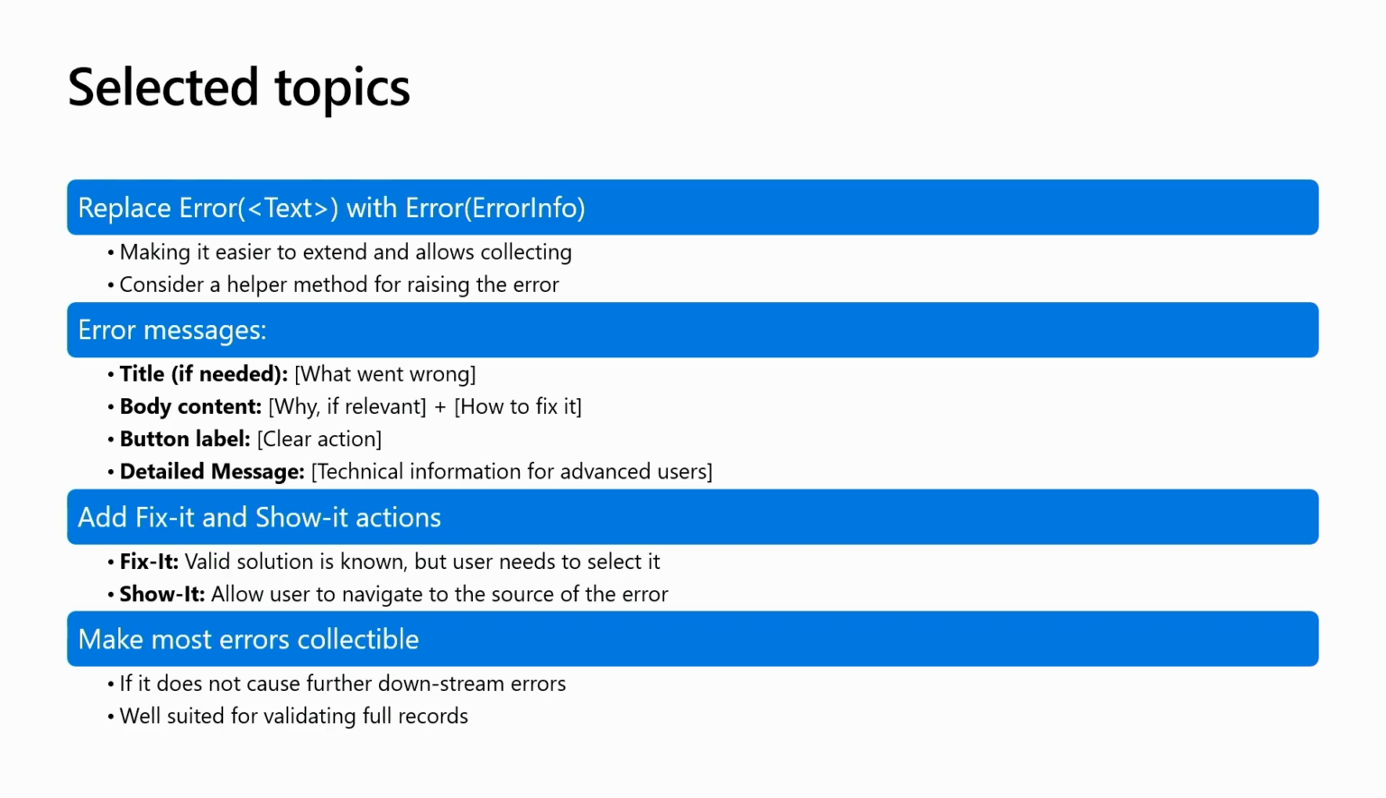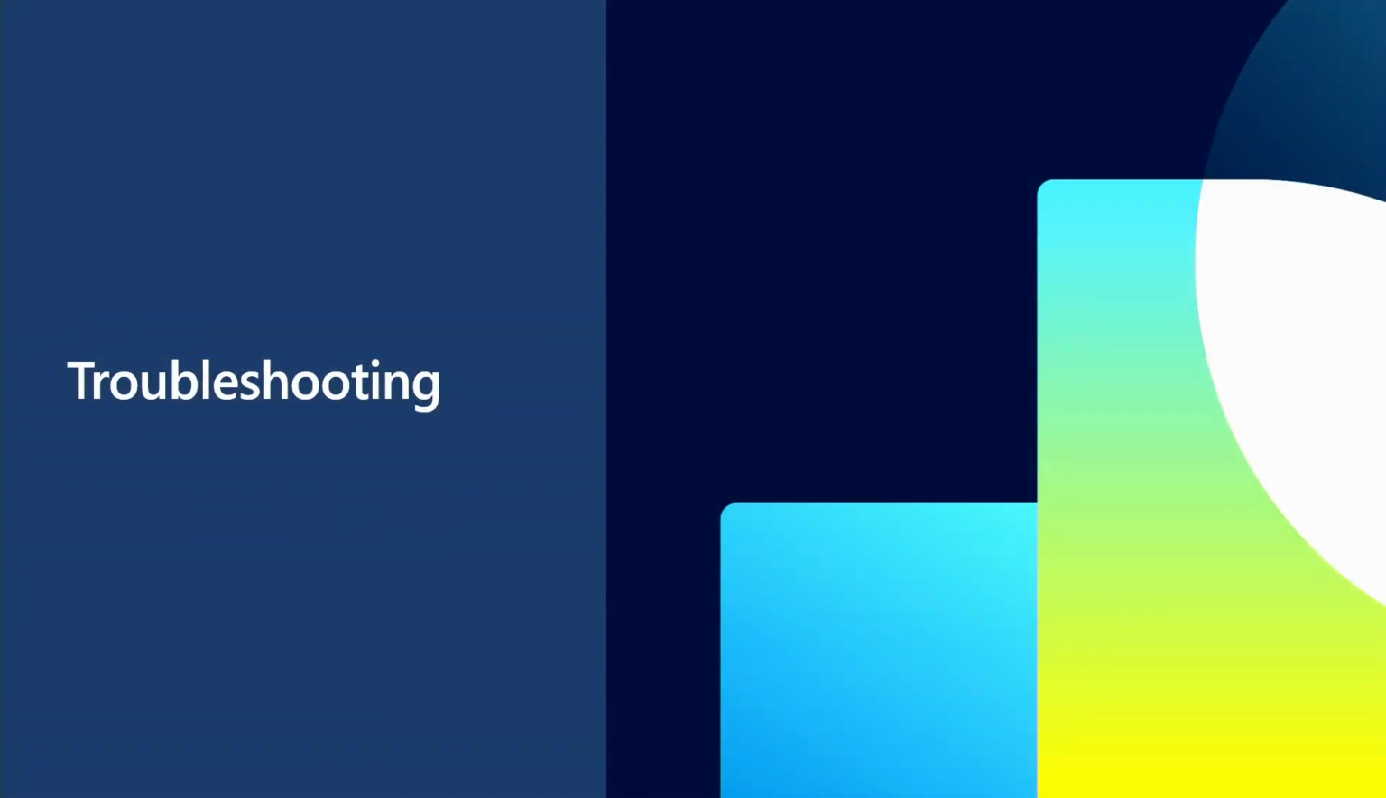And then also just consider in general to make most errors collectible, so that you play nicely if somebody wants to collect all the errors in case you run it inside an error behavior collect scope. So these were just some of the guidelines. You can see more of them in the documentation.